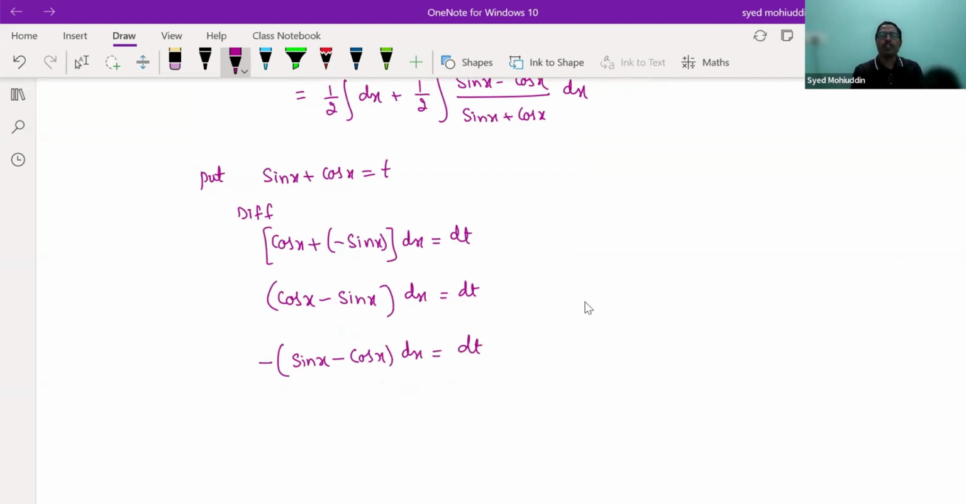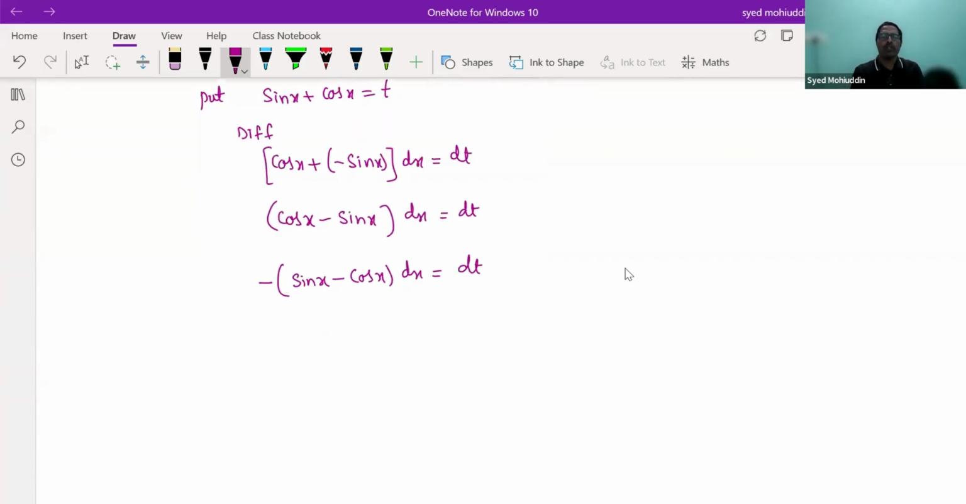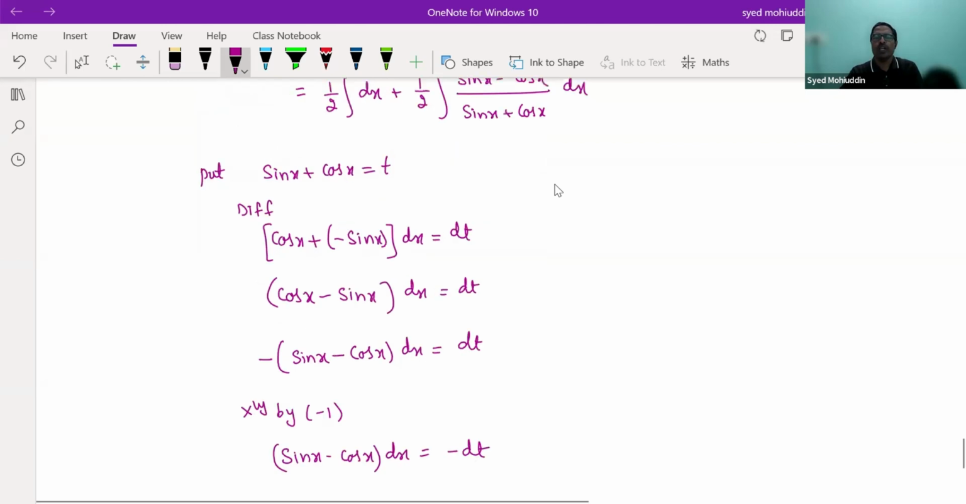But again, this minus sign is not there in the numerator. So just to remove that, I have to multiply by minus 1 on both sides. Minus of minus will become plus, and I'll be left with sin x minus cos x times dx. On the right hand side, if you multiply by minus 1, dt will be minus dt. So now this has become the numerator value. Now you can substitute in the numerator as minus dt.